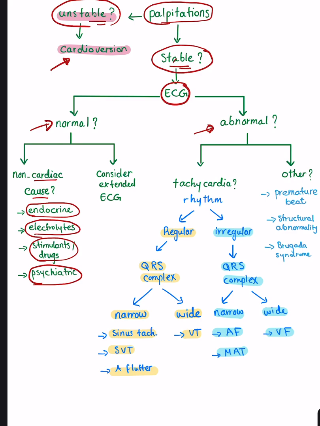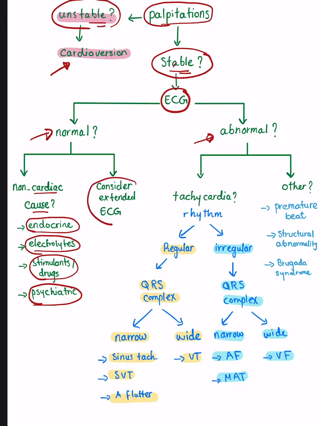Now if the ECG is normal and you still have high suspicion that the cause is cardiac, because of the patient history or the family history, or for whatever reason, or you just want to be extra sure, you can consider extended ECG, where you do Holter ECG monitoring, for example, for 24 hours, or you do event monitoring for longer periods of time.